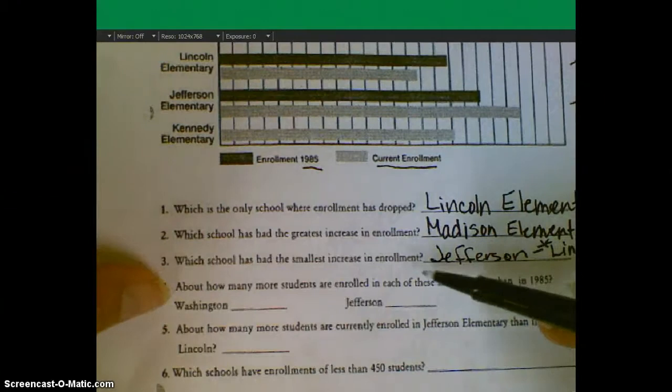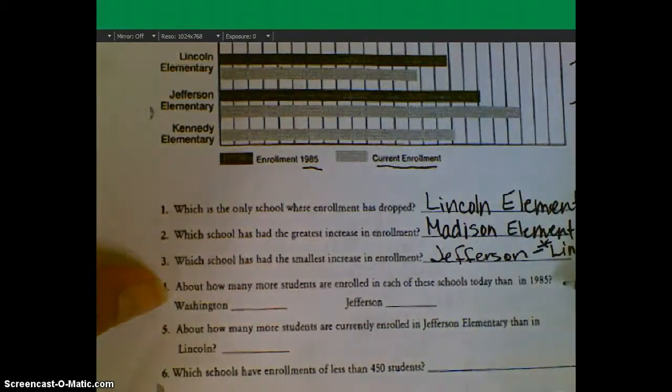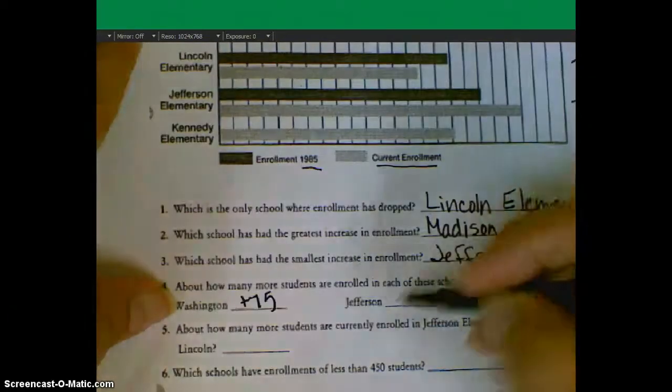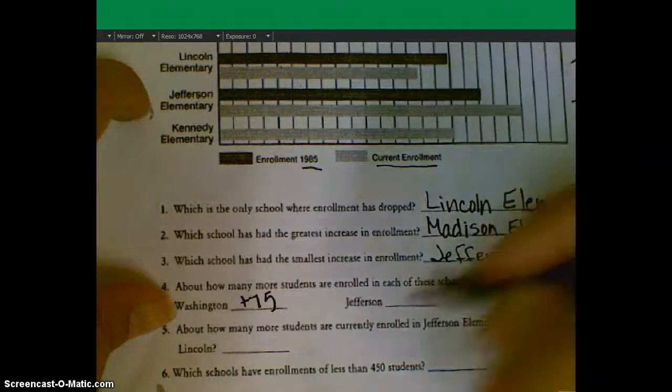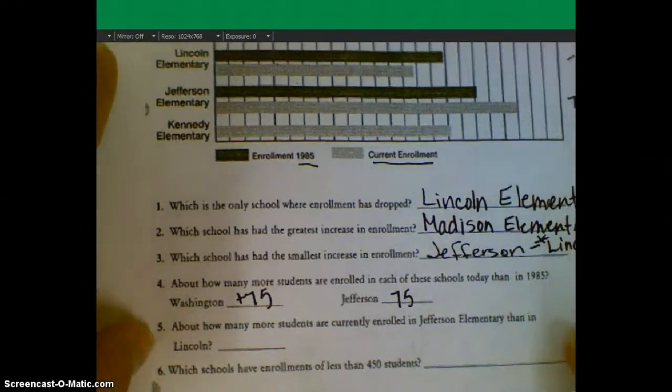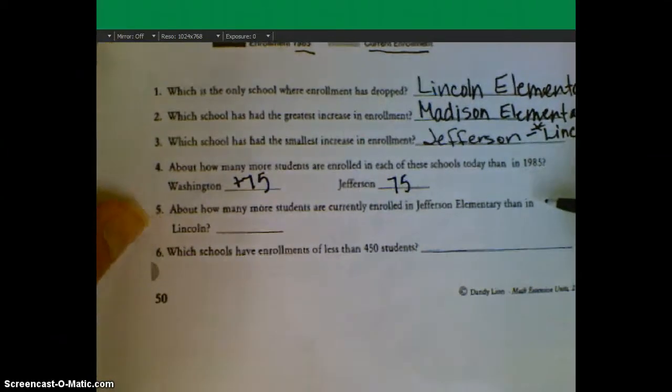About how many more students are enrolled in each of the schools today than in 1985? So in Washington Elementary, it's more than 75. And in Jefferson, it's about 75. It was slightly more. And then about how many more students are currently enrolled in Jefferson Elementary than in Lincoln?